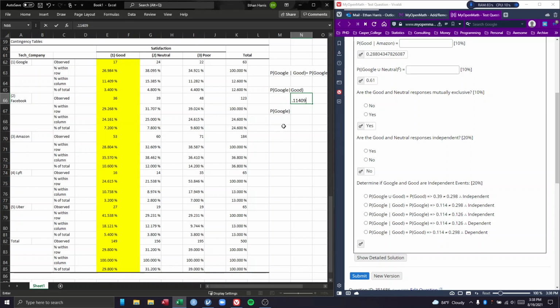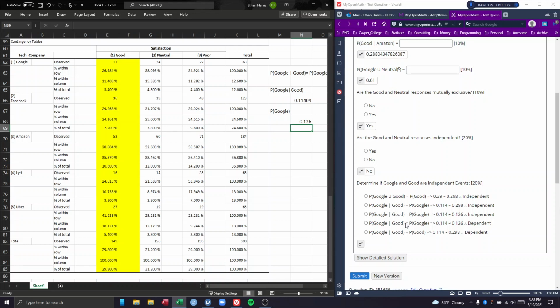So we could just type 0.11409. And then we need to know the probability of Google. The probability of Google total over here, percent of total, is 12.6, so we can do 0.126. Now we just compare these two. Are the two the same? And they, in fact, are not. Oh, sorry, yes, that is correct.